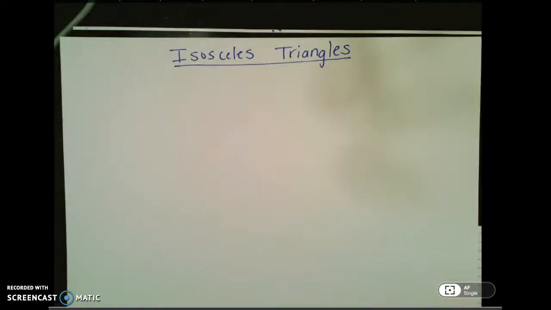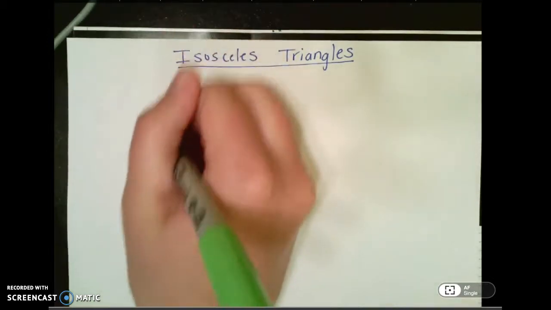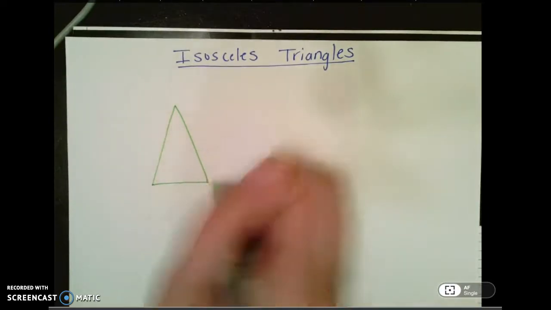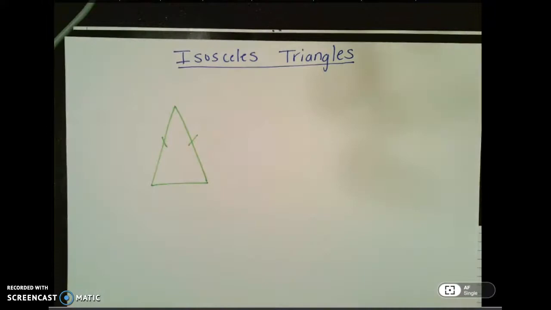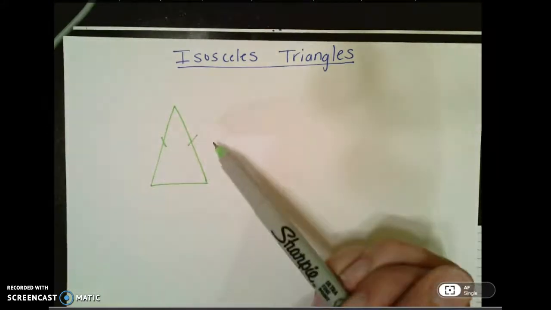Hey guys, today we're learning about isosceles triangles. And so an isosceles triangle, as you already know, is a triangle with two sides that are congruent. So we mark this with these tick marks. It just means they're the same length. So for instance, if this side is 7, that means this side is 7.